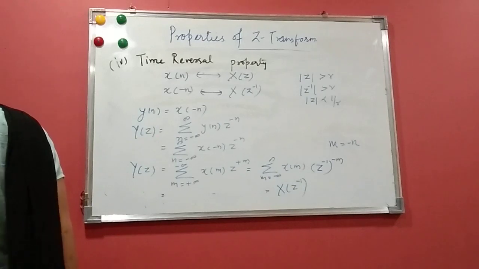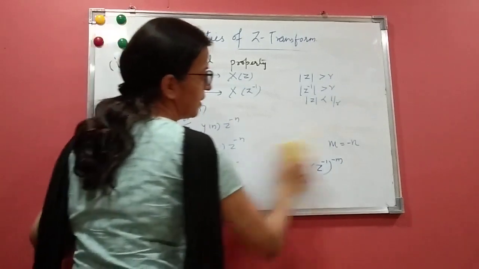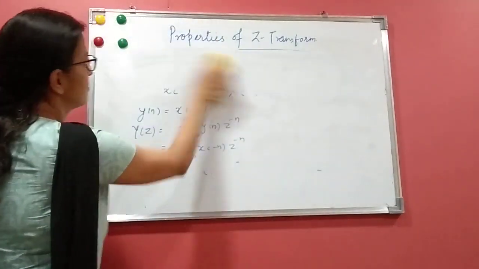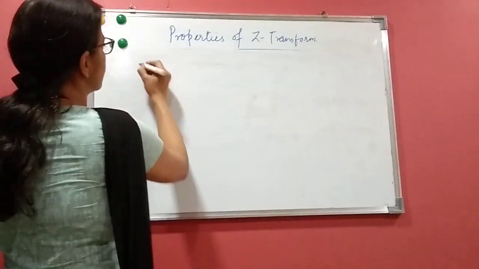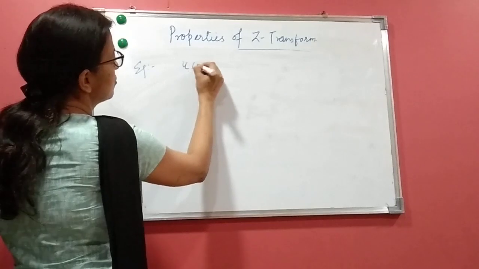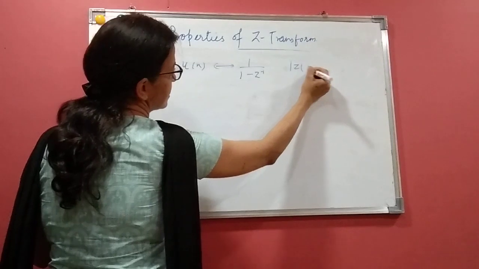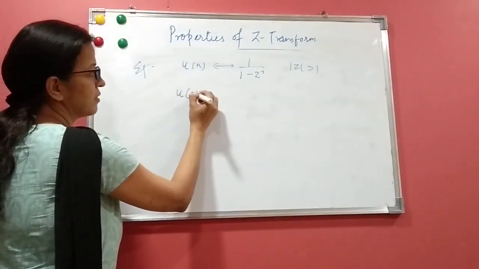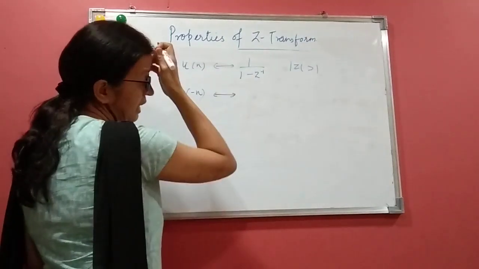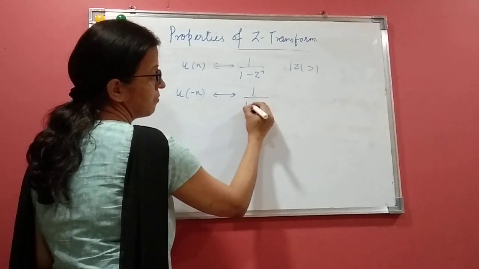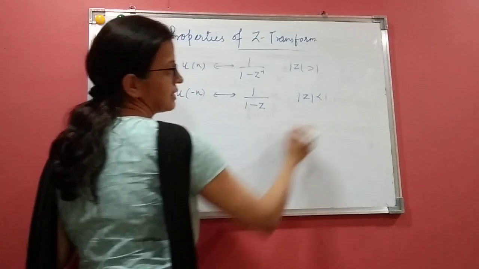I will give you an example here. We know the z transform of u of n is 1 upon 1 minus z raised to minus 1, with mod z greater than 1. So what is the z transform of u of minus n? Using the time reversal property, we know that z inverse becomes z here. So it will be 1 upon 1 minus z, and the ROC will be mod z less than 1.